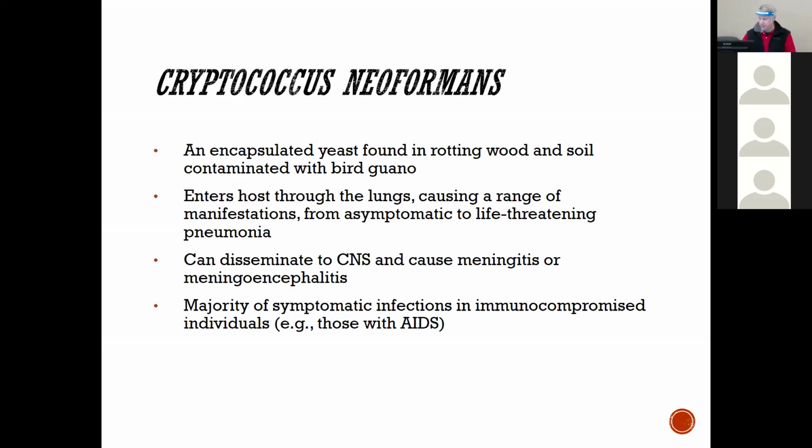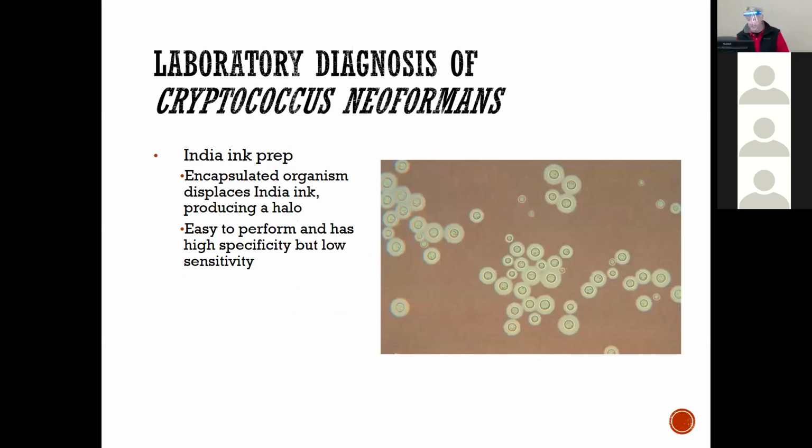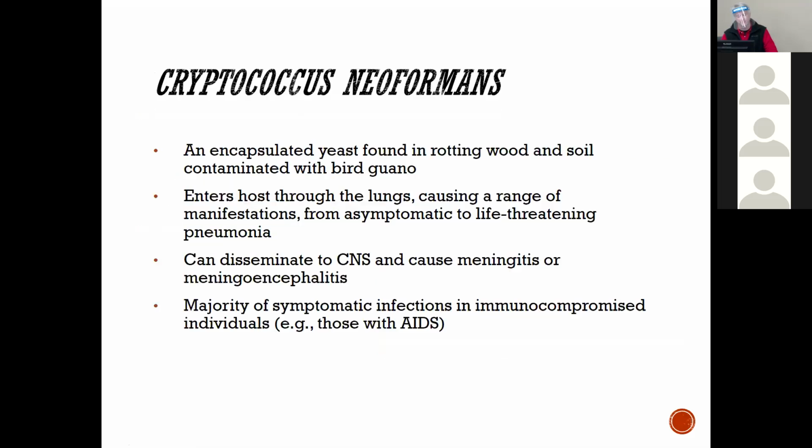So your book comes up with a really good picture right here of an India ink prep, and hopefully you can see the capsule around it. So you could see that real easy. And they say, yeah, these are easy to perform. They have a high specificity, but they have a low sensitivity. So let's go back. So they are contaminated bird poop, okay, is good.